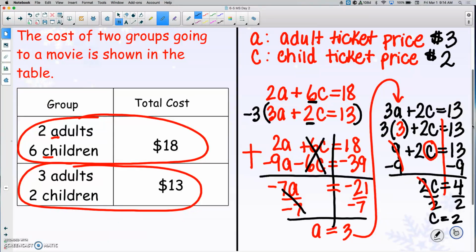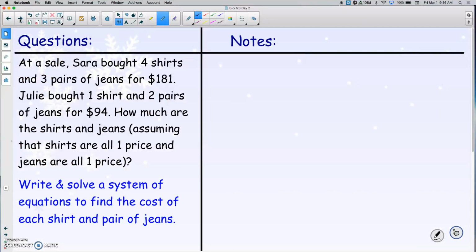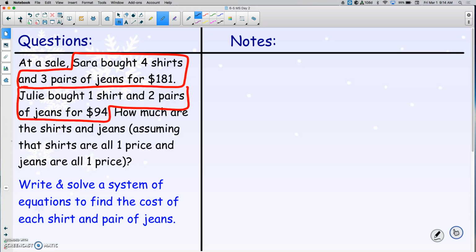Bargain movie. Next example. At a sale, Sarah bought 4 shirts and 3 pairs of jeans for $181. Julie bought 1 shirt and 2 pairs of jeans for $94. How much are the shirts and jeans, assuming that shirts are all one price and jeans are all one price? So write a system and solve to find the cost of each shirt and pair of jeans.